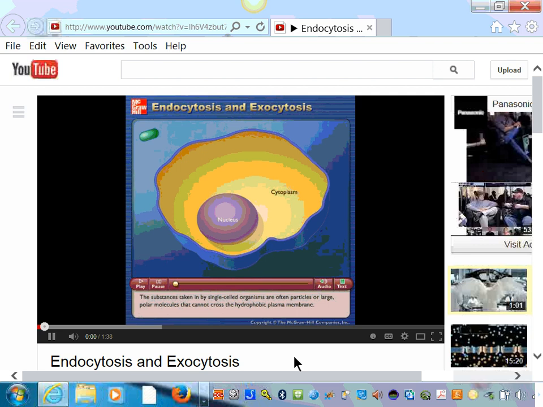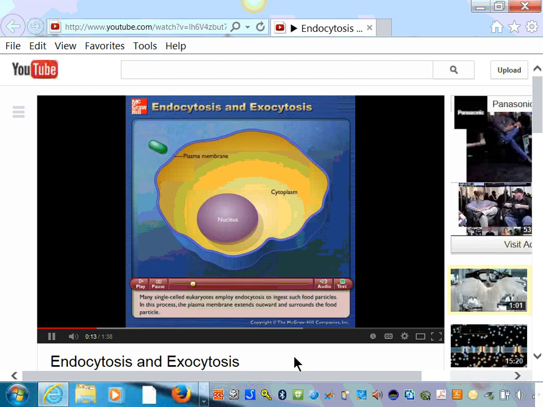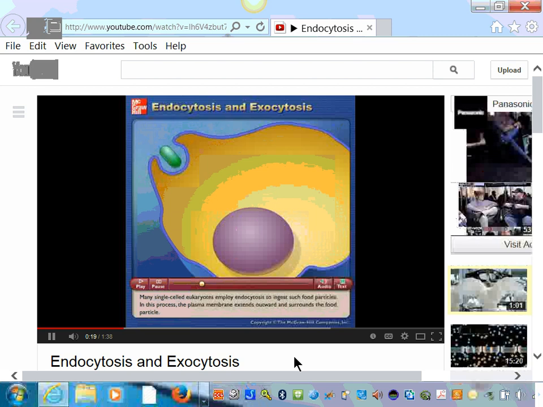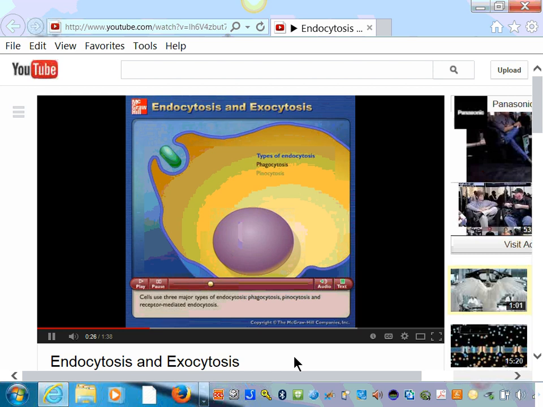Substances taken in by single-celled organisms include molecules that cannot cross the hydrophobic plasma membrane. Many single-celled eukaryotes employ endocytosis to ingest such food particles. In this process, the plasma membrane extends outward and surrounds the food particle. Cells use three major types of endocytosis: phagocytosis, pinocytosis, and receptor-mediated endocytosis.